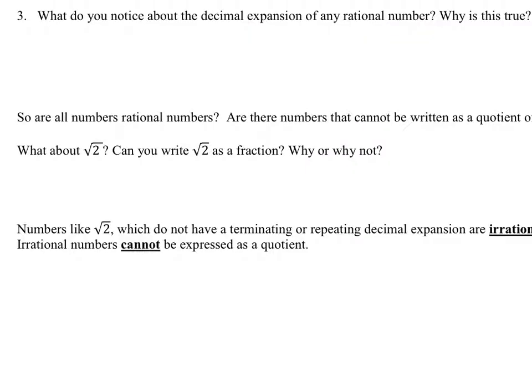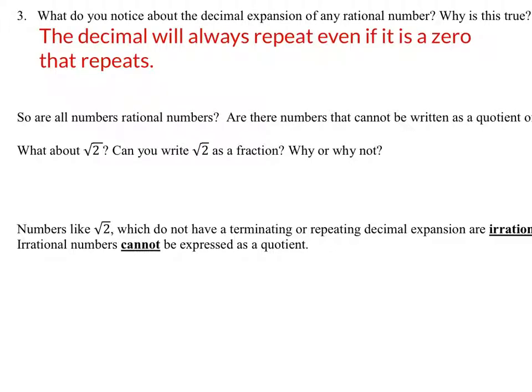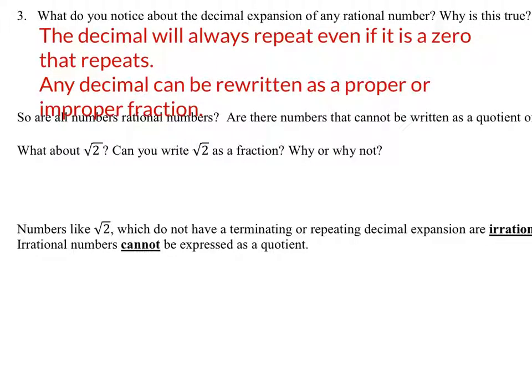What do you notice about the decimal expansion of any rational number? Why is this true? The decimal will always repeat, even if it's a 0 that repeats, and that's only for rational numbers like the fractions we were just looking at. Why is this true? Because any decimal value that repeats can be placed into a fraction. Alright, so are all numbers rational numbers? No. Just like pi. Are there any numbers that cannot be written as a quotient of 2 integers? Yes, there is.